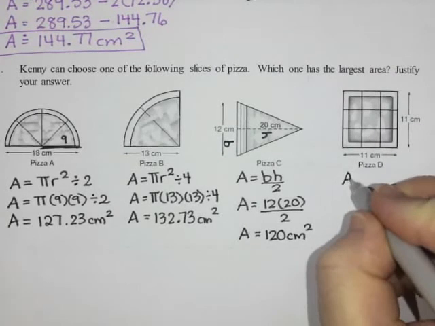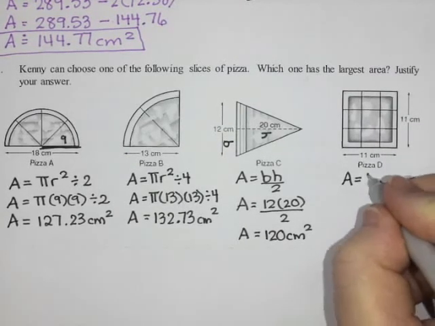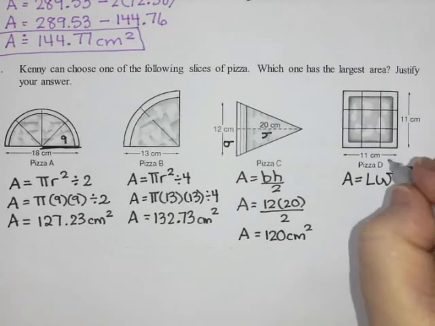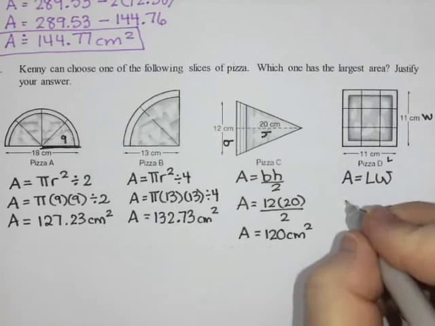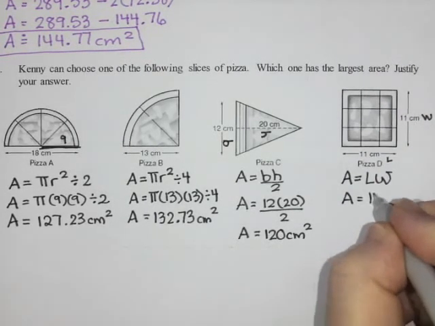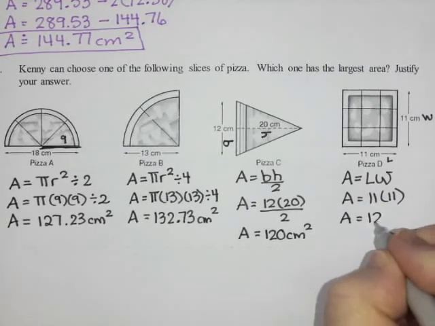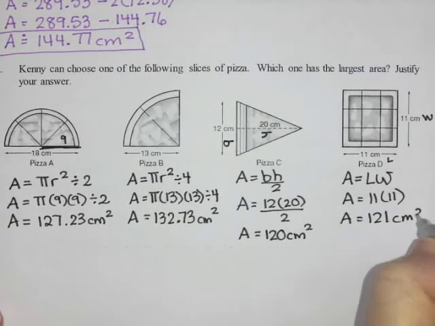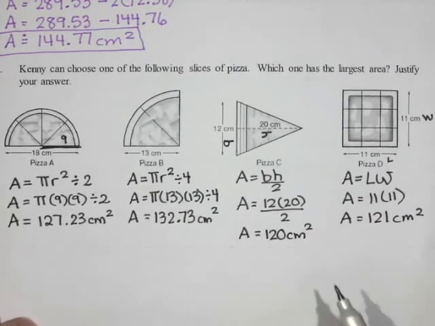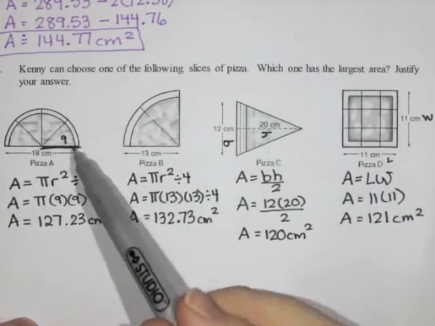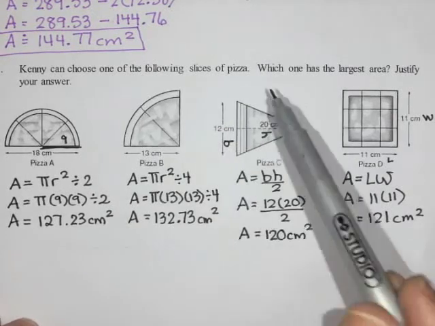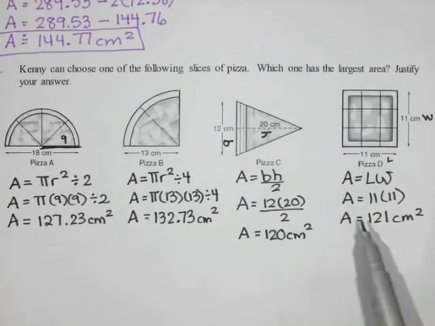And then our last one is a square, which is just a type of rectangle. The area of a rectangle is length times width. So one of these is the length, one of these is the width. So 11 times 11, I know, is 121 centimeters squared.